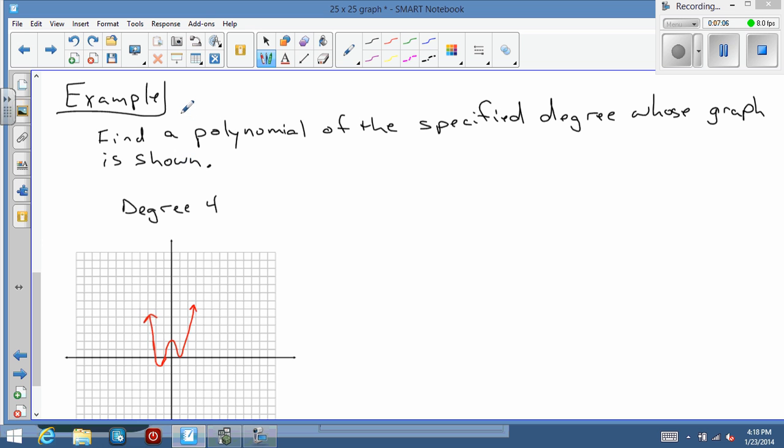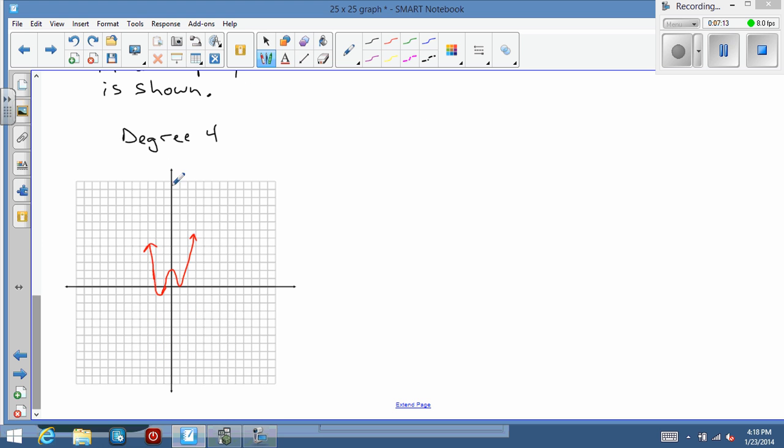And the last example here is to find a polynomial of the specified degree whose graph is shown. So I have this graph, and I want to create a polynomial that is a degree of 4. And what I want to notice is that I have a 0 here at negative 2, I have a 0 here at negative 1, and I have a 0 there at positive 1. I have a negative 2, a negative 1, and a 1.